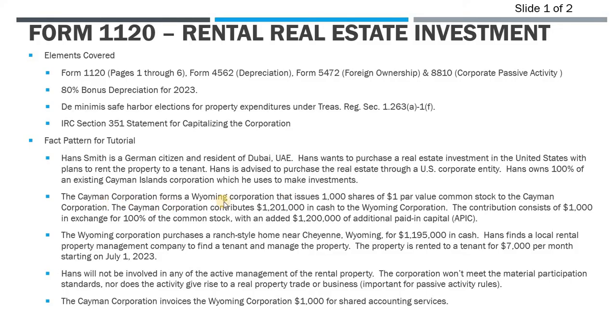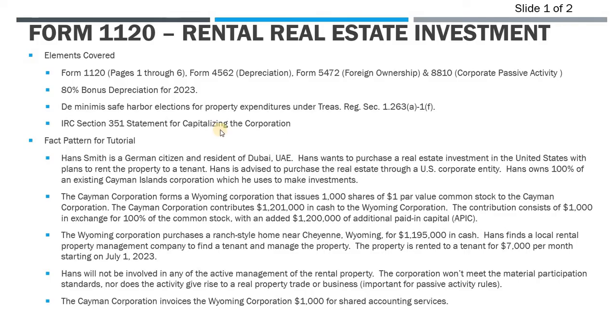So the Cayman Corporation forms a Wyoming Corp. That Wyoming Corp issues 1,000 shares at $1 par value common stock, and the Cayman Corporation contributes $1,201,000 in cash to the Wyoming Corp. And so the breakout of that amount is $1,000 is the common stock, and then the additional amount of $1.2 million is APIC, so additional paid-in capital.